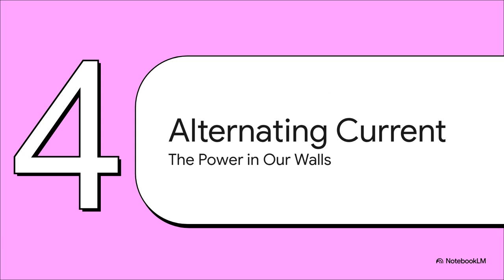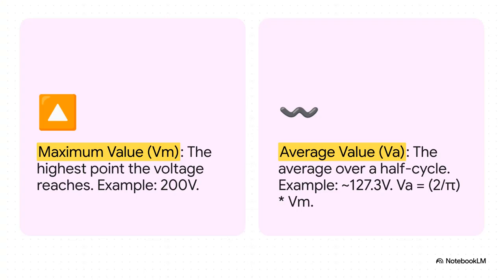Okay, so pretty much everything we've talked about so far can apply to direct current, or DC, the kind of power you get from a battery. But the power coming out of our walls is a different beast. It's alternating current, or AC, and it plays by its own unique set of rules. With AC, the voltage isn't just a steady stream, it swings back and forth in a smooth wave.